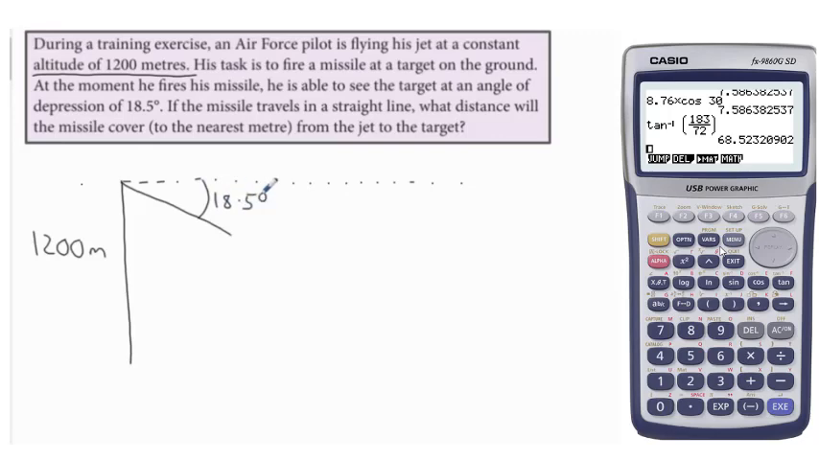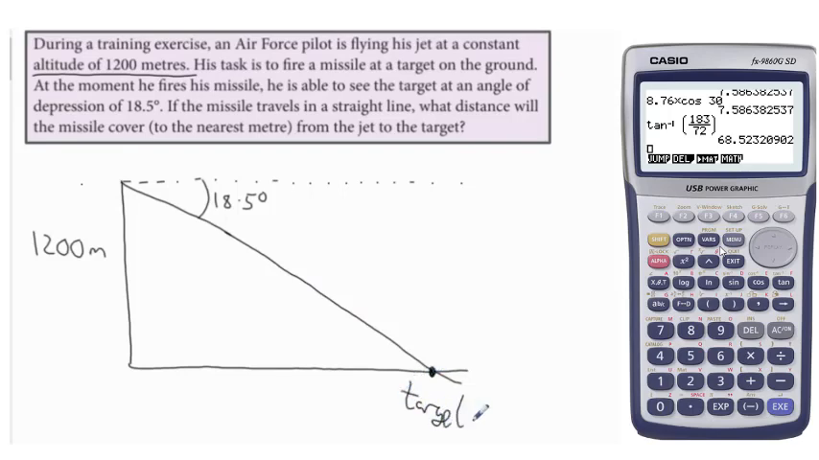18.5 degrees, and I'm going to extend that line until we get to the horizontal. So that's horizontal, that's the ground. And this is the missile flight now. And then this is the target. We know that altitude is vertical. We're assuming that the ground is horizontal, so that makes a right angle there.